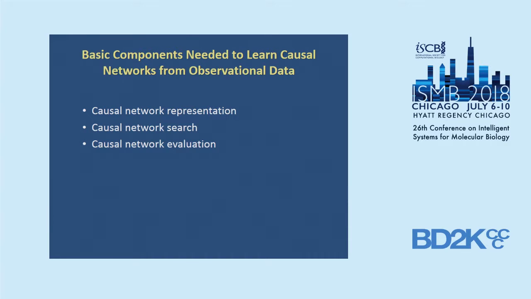The basic components that are needed to learn causal networks from observational data are really three, and they're related to what we typically use in machine learning. We need a representation of causation, and we're going to use causal networks in this talk. We need a way of searching over that representation. And then as we search over that representation, we need a way of evaluating those models that we're searching over to find the ones that are the most probable given the data and the prior knowledge.